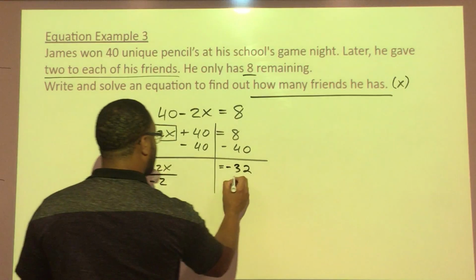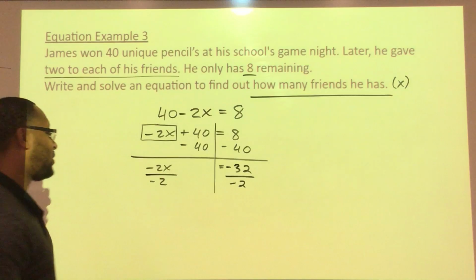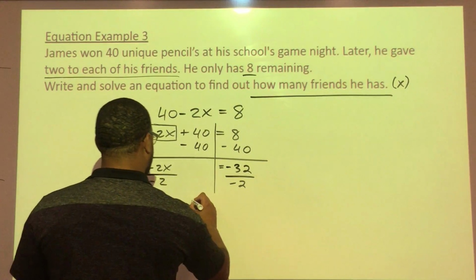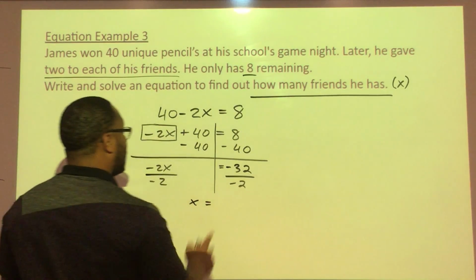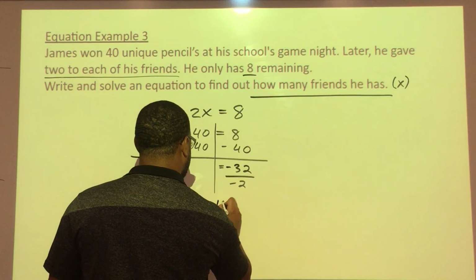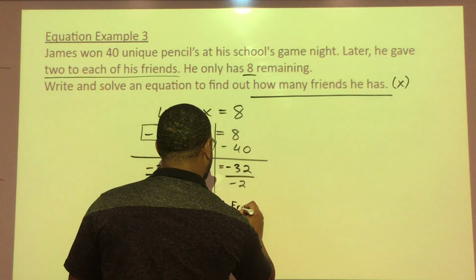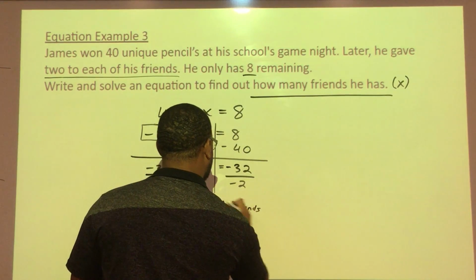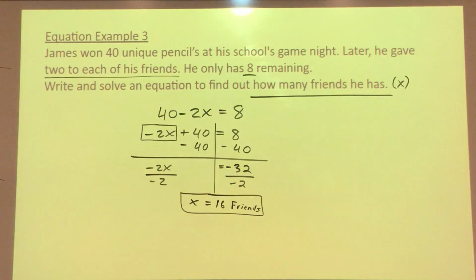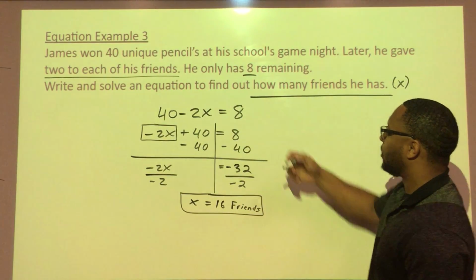Divide both sides by negative 2. Remember, you're always going to divide both sides by whatever number is next to x. Unless you have a fraction, then we'll do something a little different, but we'll get there. That's going to give us x equals, a negative divided by a negative is a positive. 32 divided by 2 is 16. So we would say 16 friends.